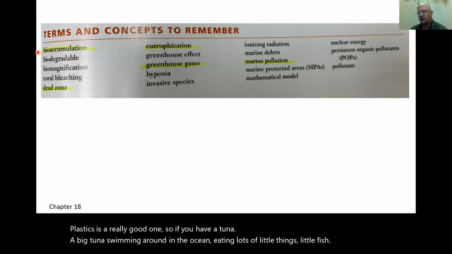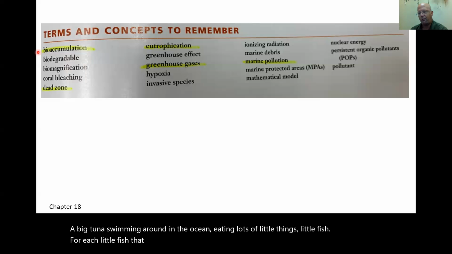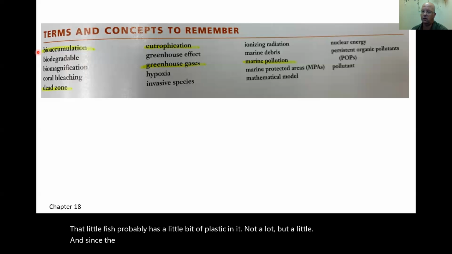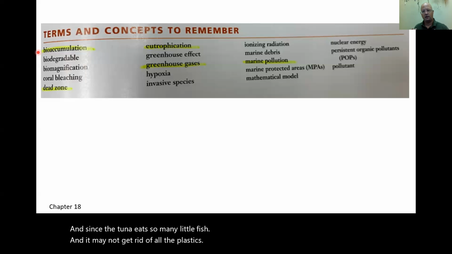For each little fish that tuna eats, that little fish probably has a little bit of plastic in it. Not a lot, but a little. And since the tuna eats so many little fish, and it may not get rid of all the plastics, it accumulates in the tuna. This is true of plastics. This is true of toxins. Bioaccumulation.